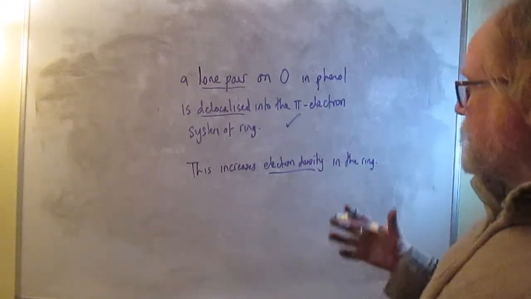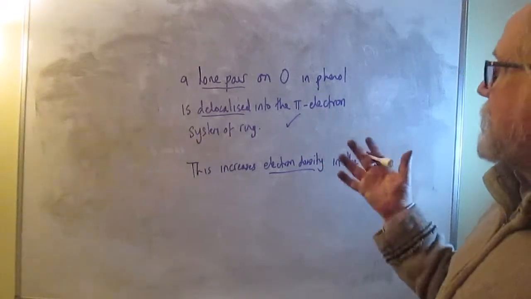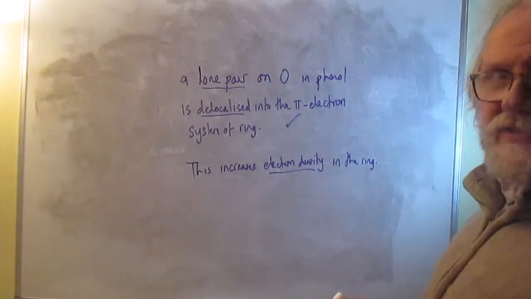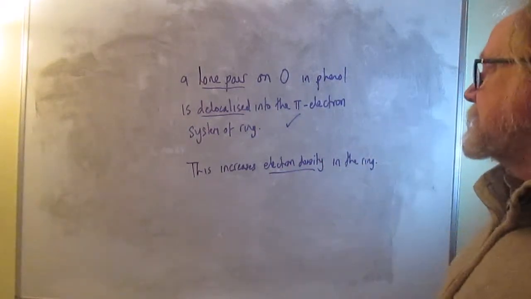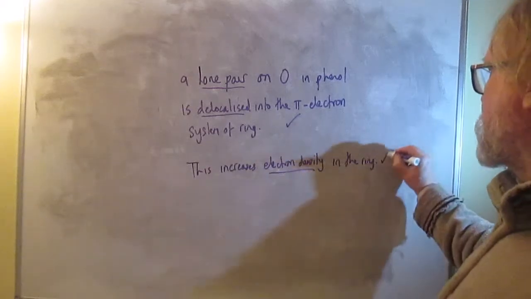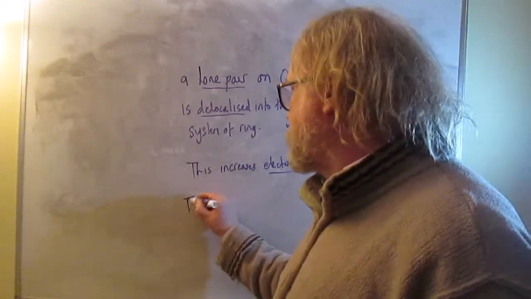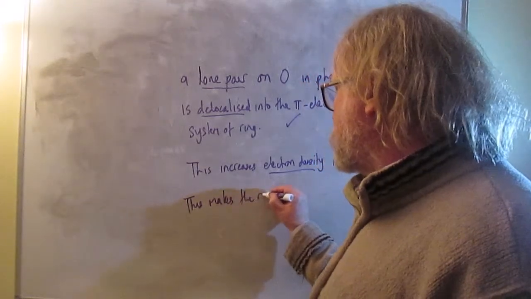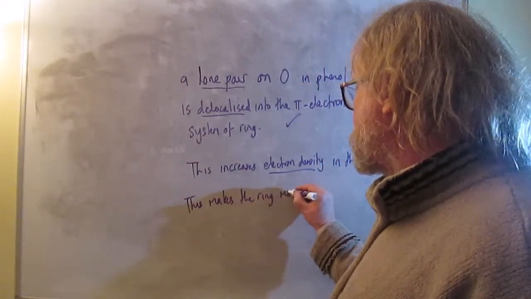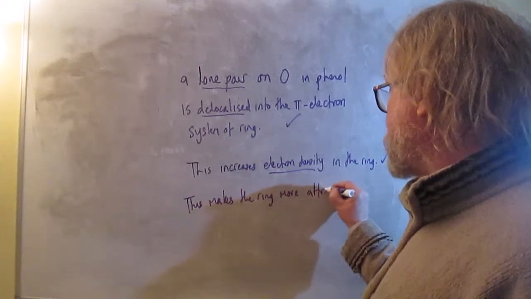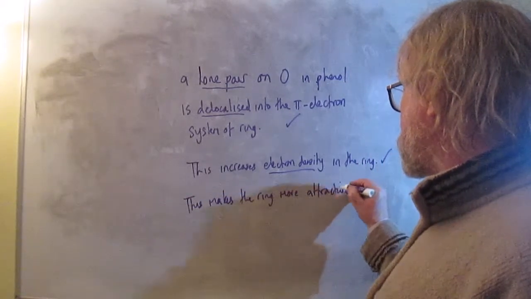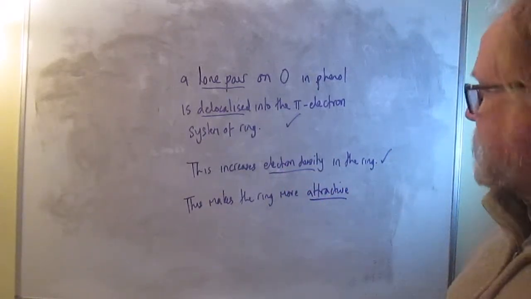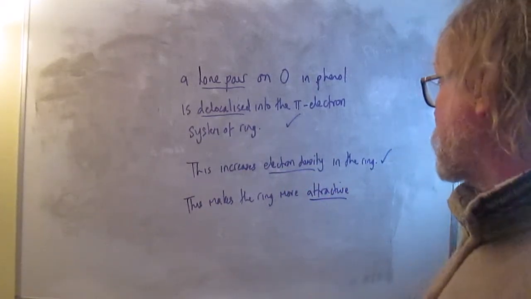It's just the idea that you're kind of borrowing, if you like, a share of the electrons from the oxygen. So number of electrons is kind of misleading. So electron density is what you have to say. That gets you the second mark. And this makes the ring more attractive to electrophiles. That word attractive is important, because they want the idea that it's actually drawing in the positively charged or delta positively charged electrophile.